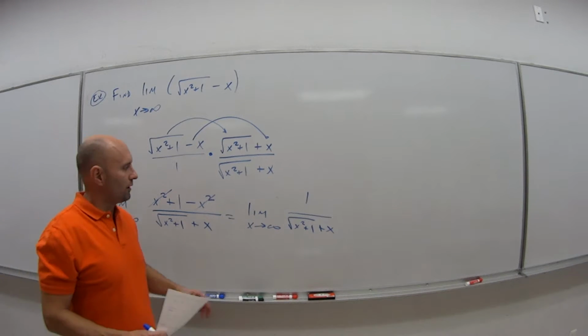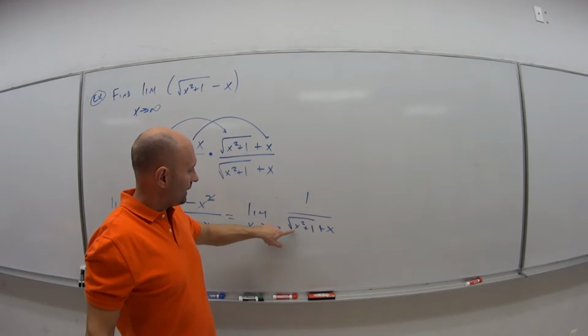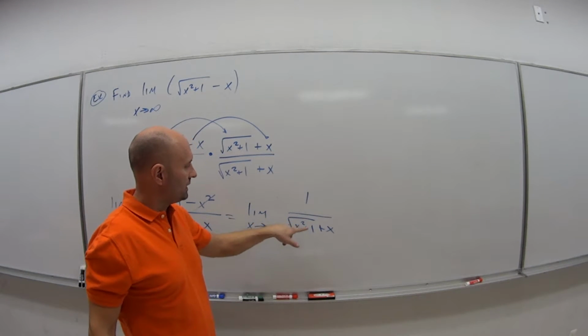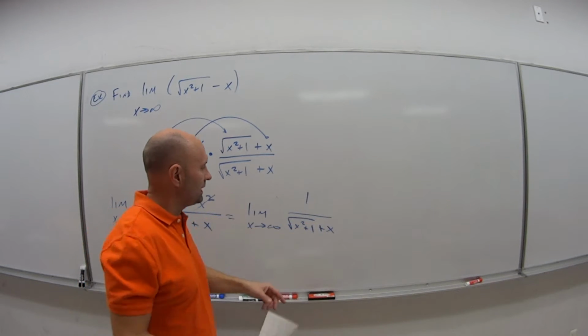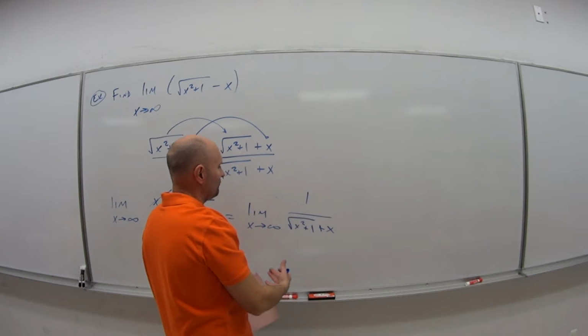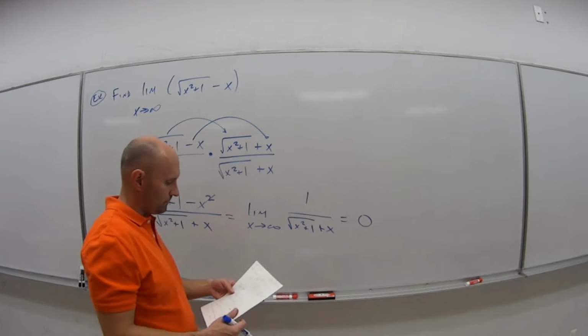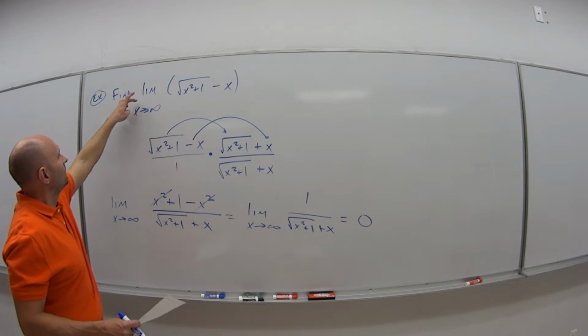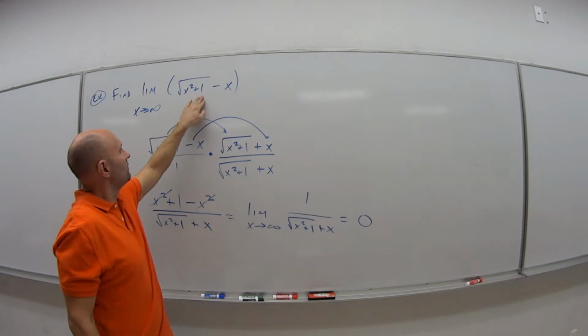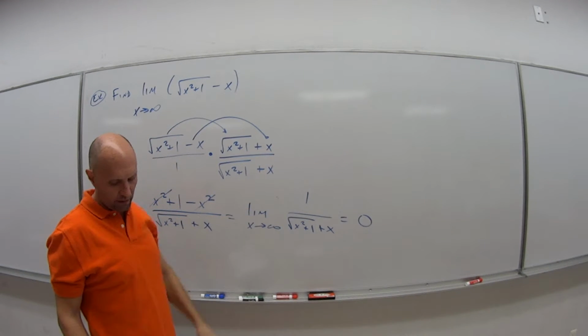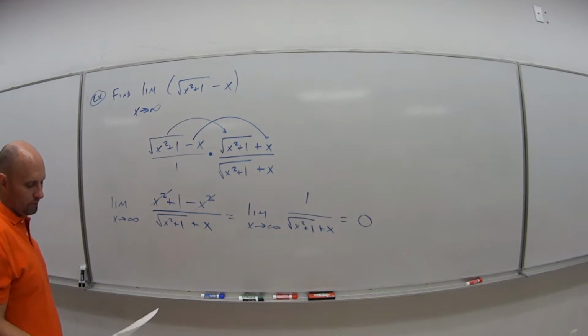So now if I plug in infinity, what do I get? Well, I get a really big number here plus a really big number here. So 1 over infinity becomes what? 0. So the limit as x approaches infinity of this original function is equal to 0.